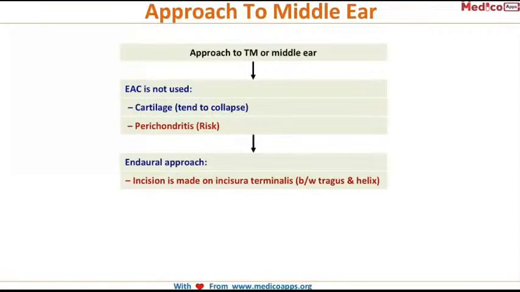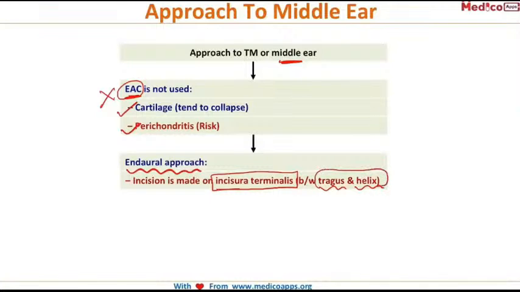For approaching the middle ear, the external auditory canal is never used because the cartilage tends to collapse, and also there is a risk of perichondritis. That is why an endaural approach is used. That is, an incision is made on the incisura terminalis, that is between the tragus and helix. So directly it is not approached from the external auditory canal because the cartilage will collapse and there is a risk of perichondritis. So an approach going between the tragus and the helix, called the endaural approach, is used.